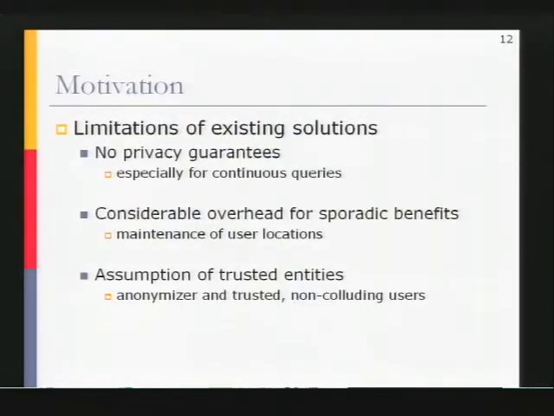Another problem, very important. There are a lot of assumptions on trusted entities. We assume that the anonymizer is trusted. That's fine, but what if it gets broken into? Furthermore, it is a bottleneck of performance, right? Then we assume that we have non-colluding users.